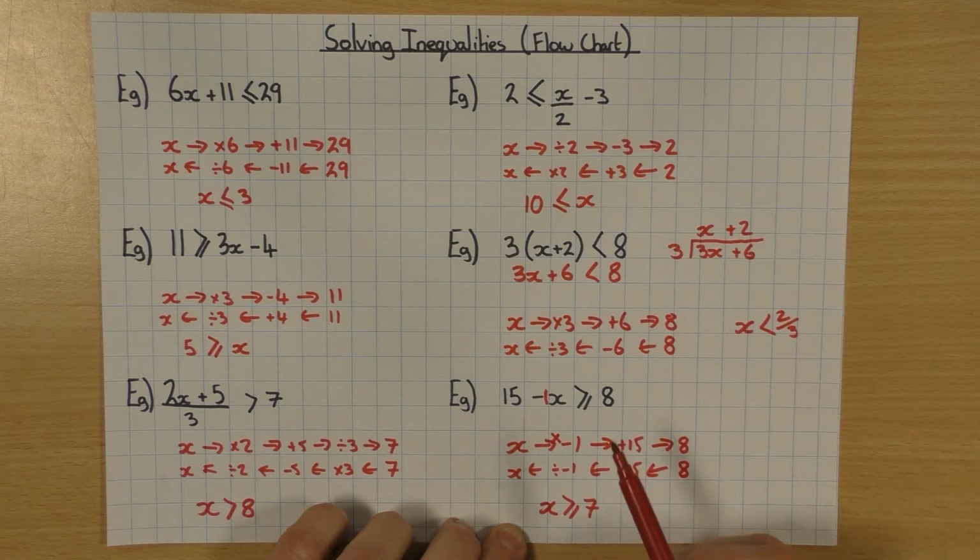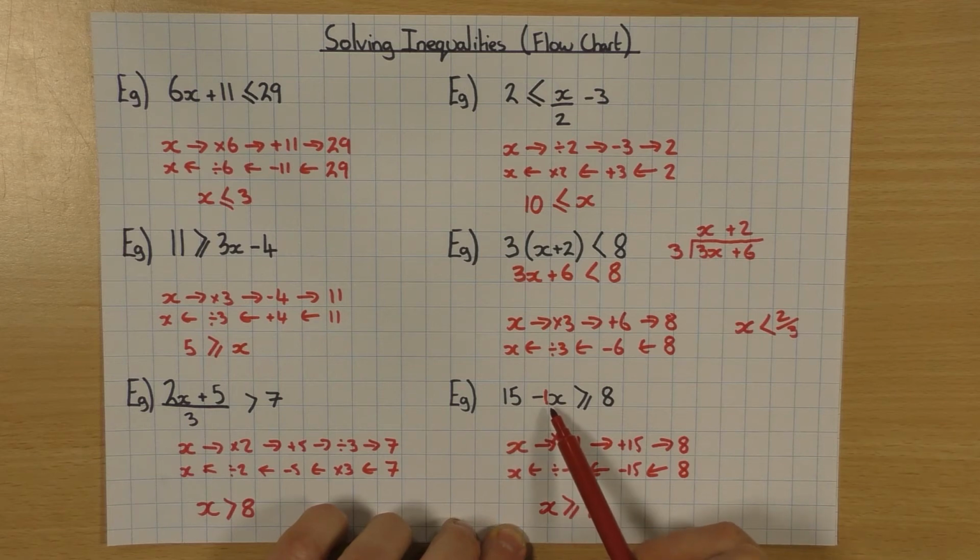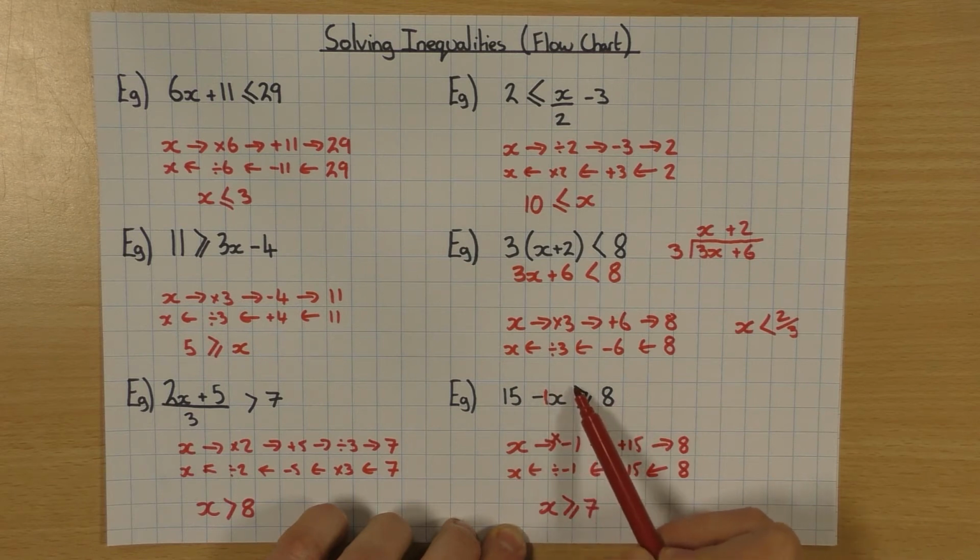But let's just have a look, see what happens. It's saying x is greater or equal to 7. So let's say x was 10, which is obviously bigger than 7. 15 take away 10 will give us 5, which is obviously not bigger than 8. Okay, so 5 would be greater or equal to 8. It does not work, so that is not correct.